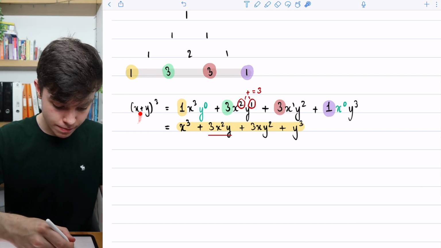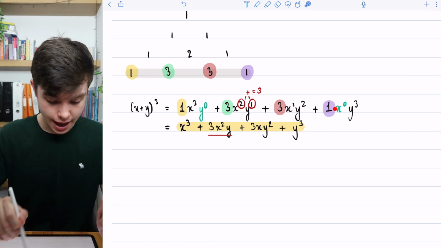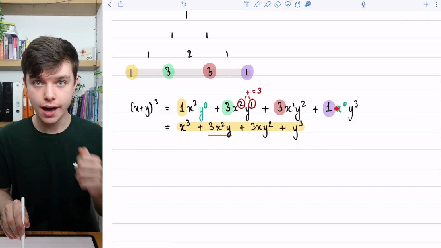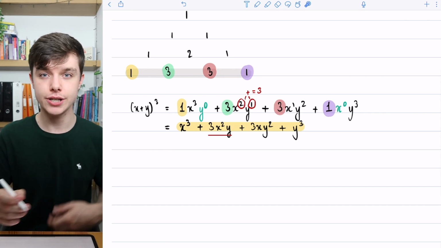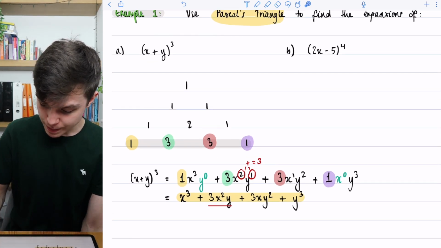And the first term here, x, decreases its power as we go on, and this second term, y, increases its power as we go on. Okay, that's how we do the expansion using Pascal's triangle. So that was part A.